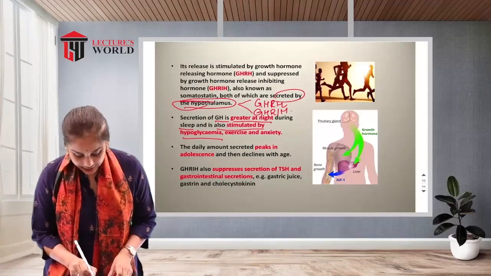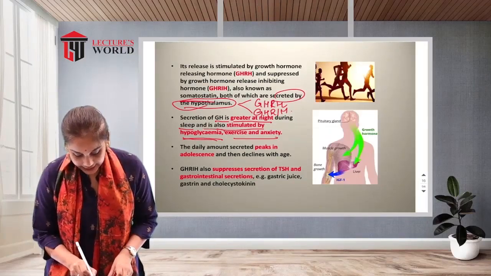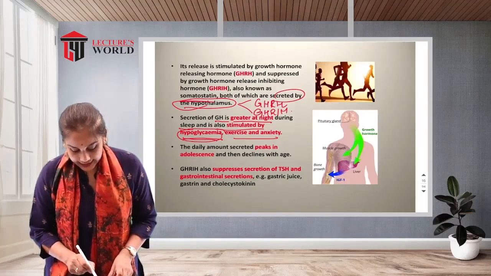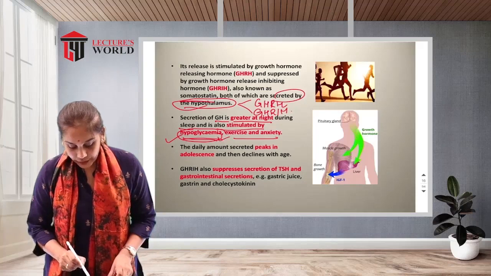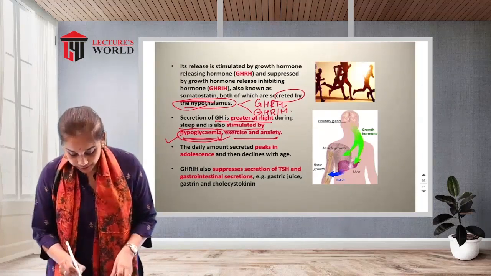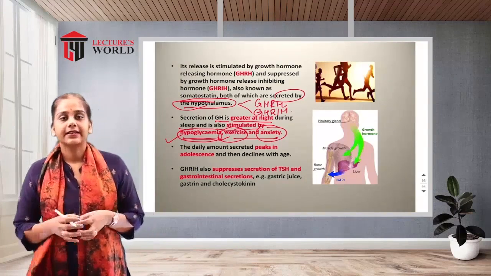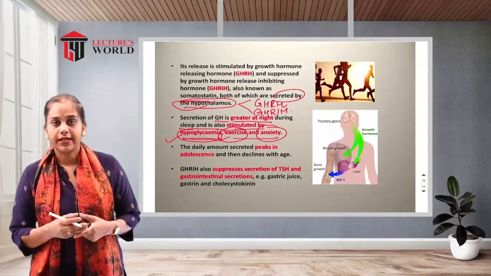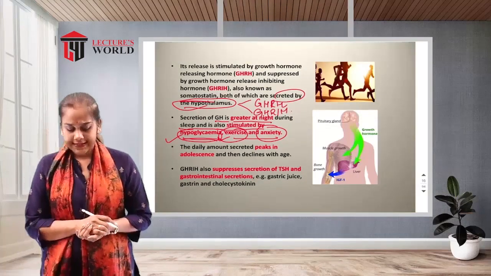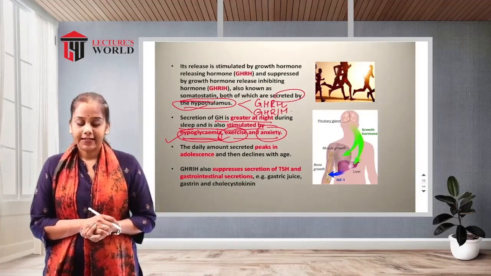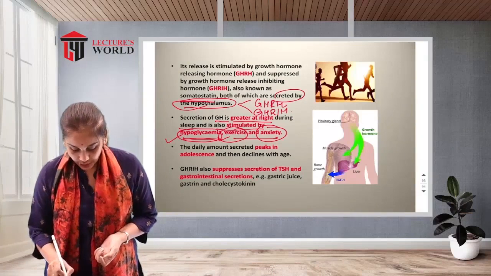Also there are some factors that can affect growth hormone release: hypoglycemia, exercise and anxiety. So these are the factors that can cause stimulation or stoppage of the secretion of the hormone.